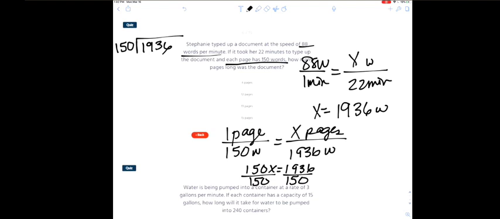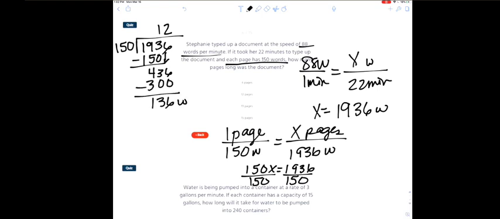Okay, so how many times does 150 go into 193? 1 time. We're going to multiply and now subtract. 3, 4. Okay, now we're going to bring down that 6. How many times does 150 go into 436? 2 times. 150 times 2 is 300. That leaves me with 136 left over.